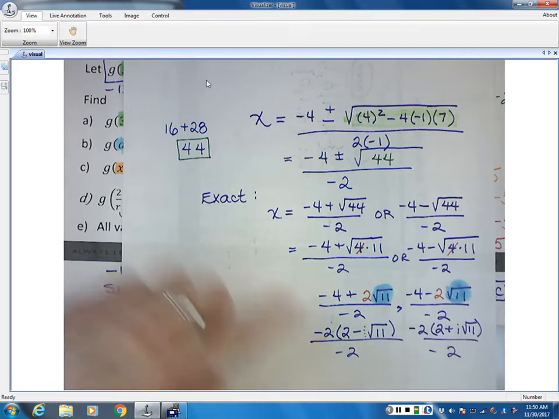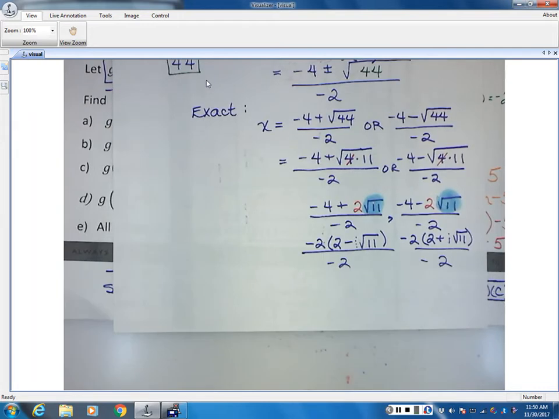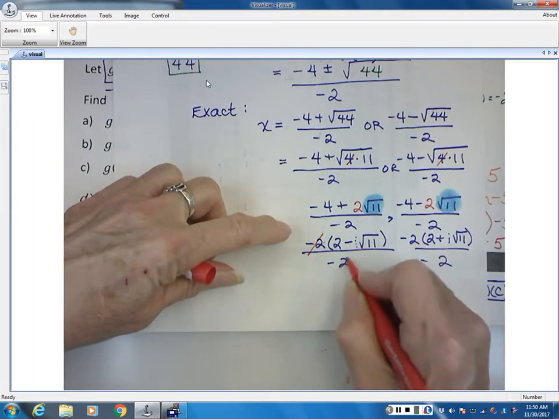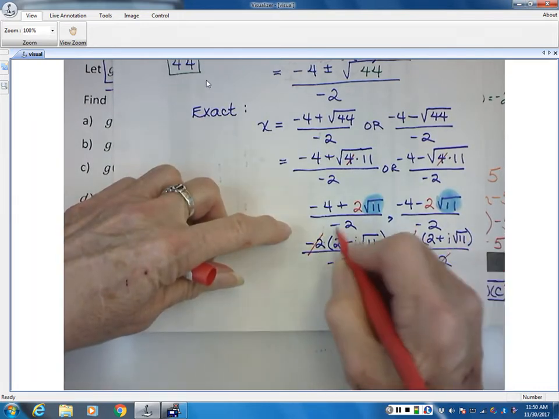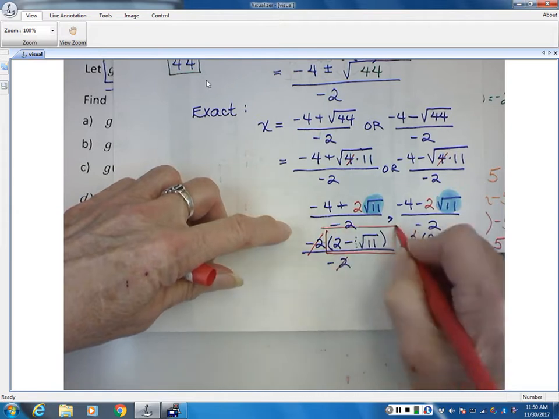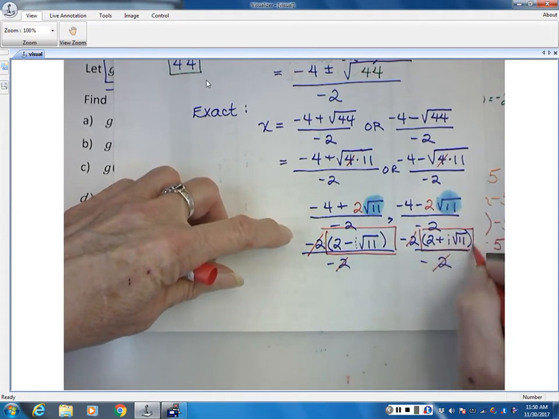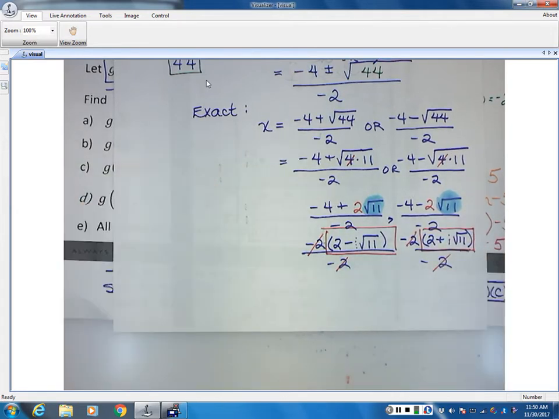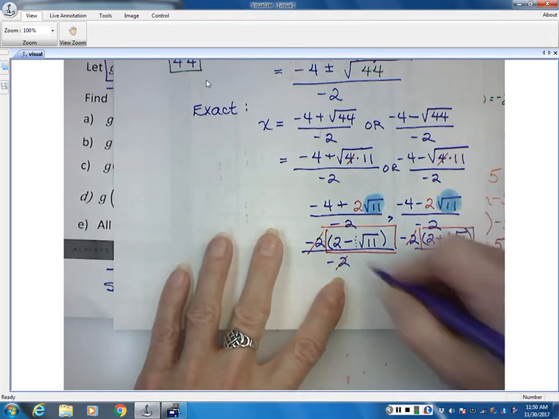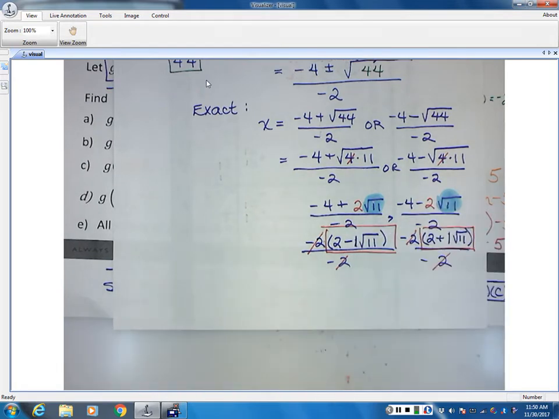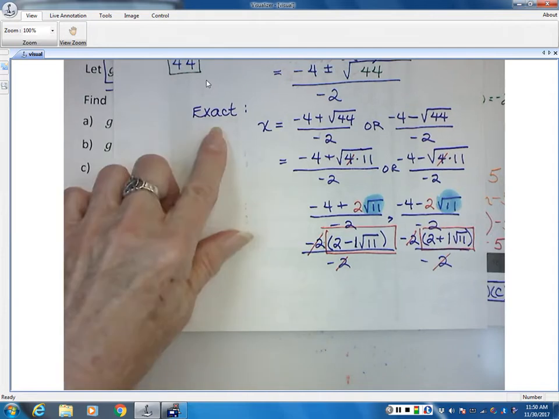So what that lets me do in the end is factor out the -2, and there are my final 2 answers. 2 minus the square root of 11, 2 plus the square root of 11. So the 2 values of x, and that is a 1. It looks like an I, so let me kind of straighten that up. So there's your 2 answers, and that's the exact answers.